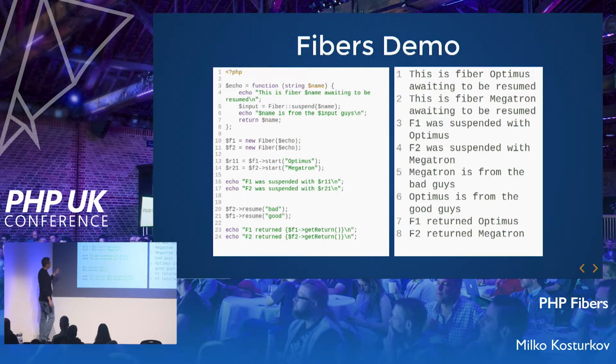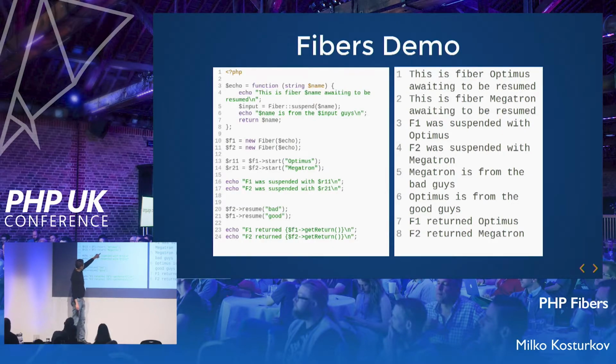So we're going to create 2 fibers, F1 and F2, with the same function. And we're going to start execution of fiber 1. We're going to pass in this parameter here, Optimus. And what we'll get is this first line of output: "This is fiber Optimus awaiting to be resumed." That's what we're going to get, only the first row.